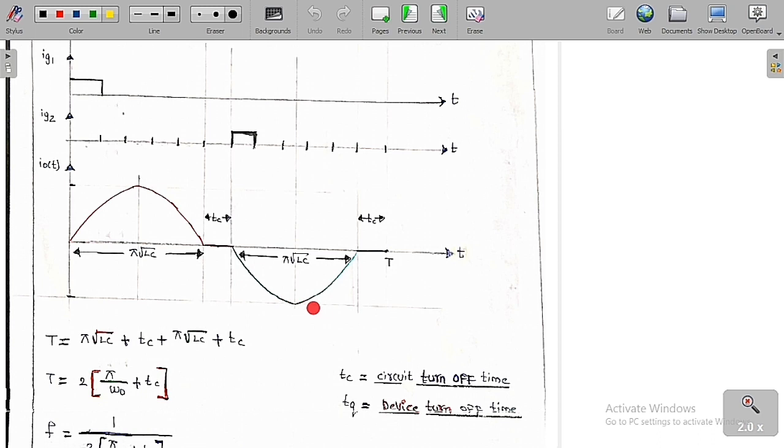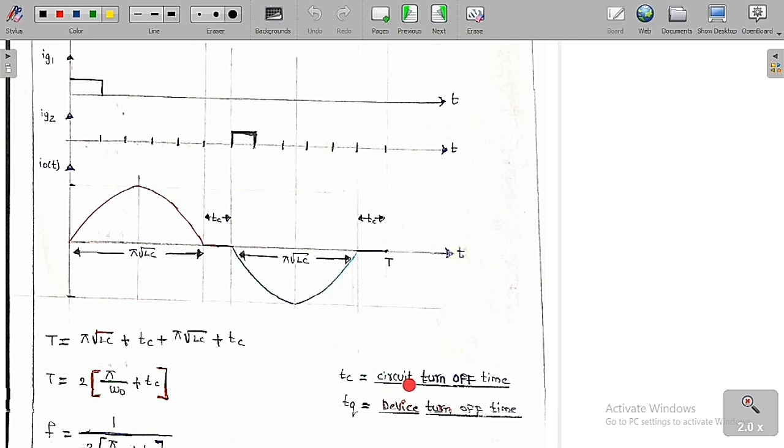For the same time, pi into under root LC, T2 is going to conduct. After that T2 is off. For this time I am going to call it TC. So here T1 is off and here T2 is off. So this is the overall time period. The overall time period is equal to pi into under root LC plus TC plus pi into under root LC plus TC. You can see clearly for this much time T1 is conducting, and for this much time T2 is conducting. These are the extra times that we need to consider, therefore TC plus TC. So the overall time T is equal to 2 into pi by omega naught plus TC, because omega naught is equal to 1 by under root LC.